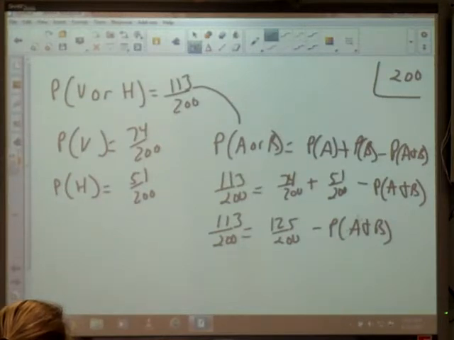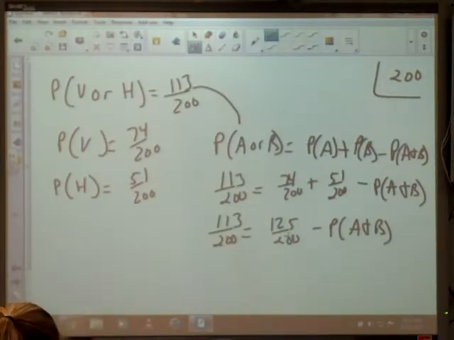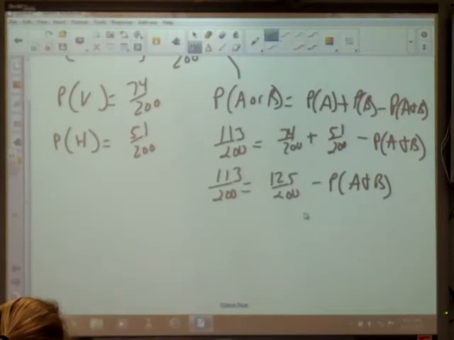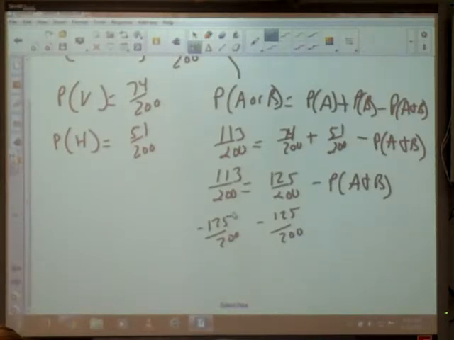We're trying to solve for this, so we need to get it all by itself. Lots of times here, I would subtract the 125 over 200. It doesn't matter. You can decide what you want to do first. If you like to keep this positive, you want to move that over and then subtract. It doesn't matter. So what do you want to do here? Okay, subtract the 125 over 200. So that's going to get you negative 12 over 200. Is that right? Is equal to negative probability of A and B.